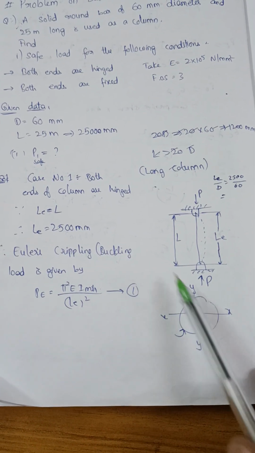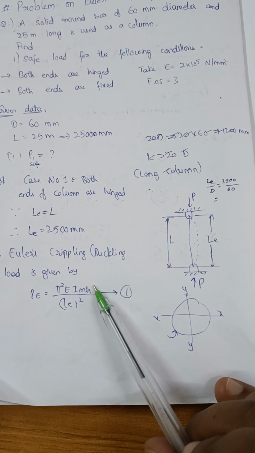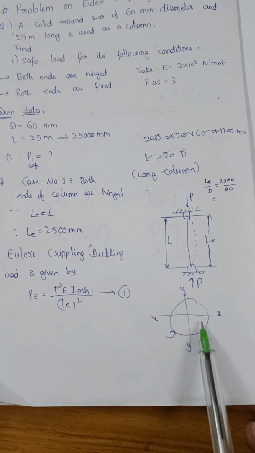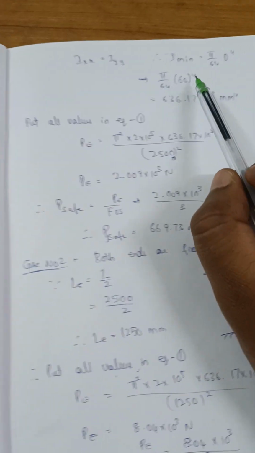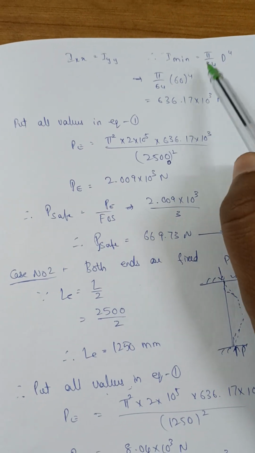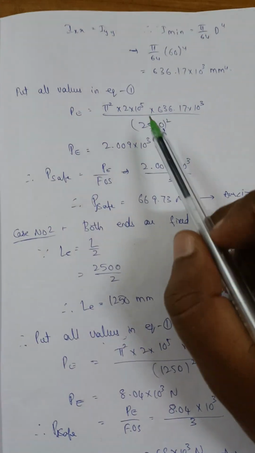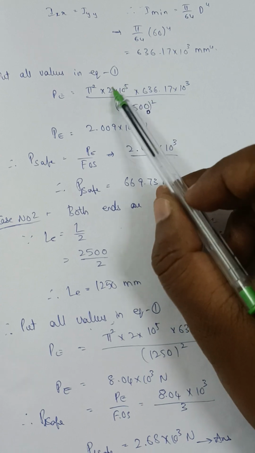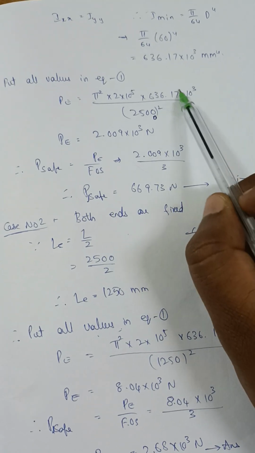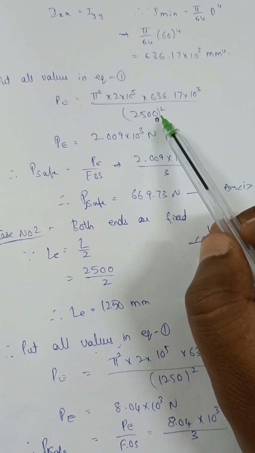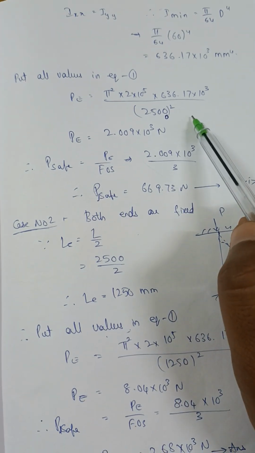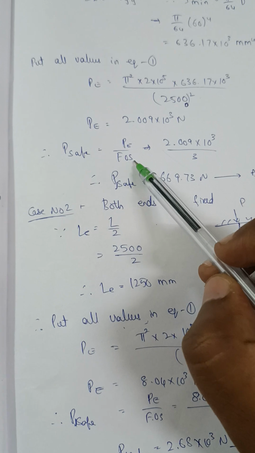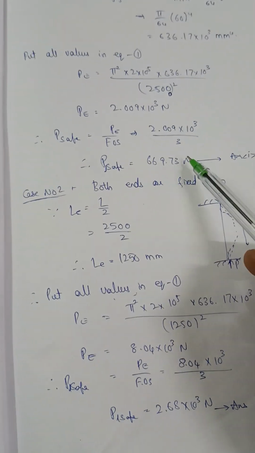I minimum for a circular cross section: I minimum equals I max, and the formula is pi by 64 times diameter power 4. Substituting, I minimum equals pi by 64 times 60 power 4. Okay, this is the value. Substituting all the values, pi into E, and this is I minimum, which we have calculated already, divided by 25,000 whole square, since the effective length equals L. So this is your Euler's buckling load. Now safe load equals Euler's buckling load divided by factor of safety, which is 3. So this is your safe load for the first case.